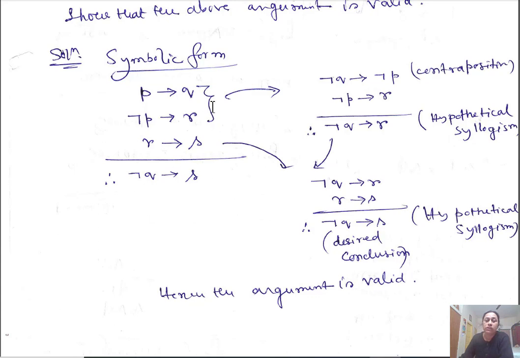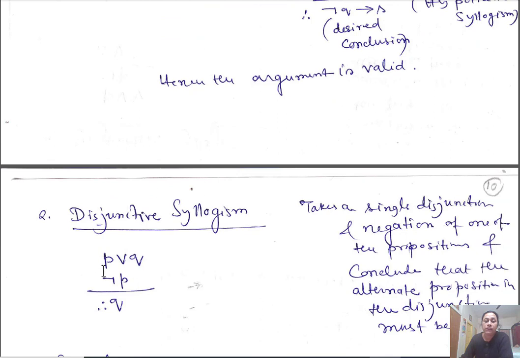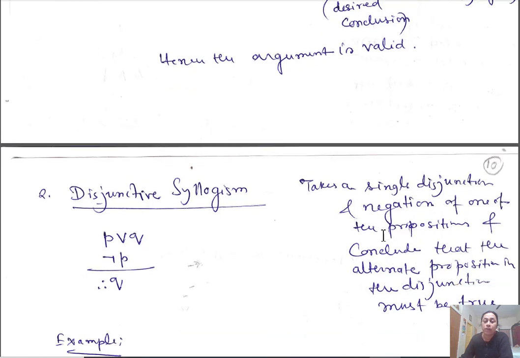Okay, so it is valid or not. Disjunctive syllogism: only one disjunction is used, a single disjunction of two propositions, and for one proposition you take the negation, then this implies the other proposition. So take a single disjunction, the negation of one proposition, and conclude that the alternate proposition must be true. Okay, so P or Q and negation of P, therefore Q.